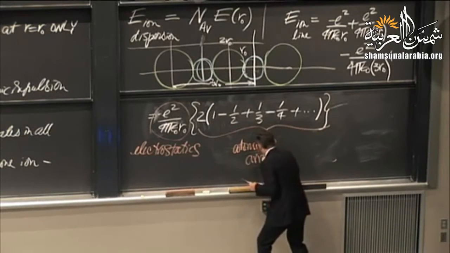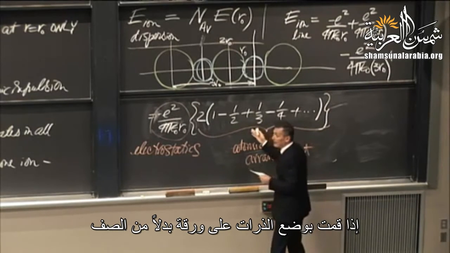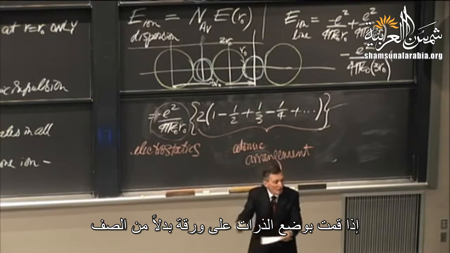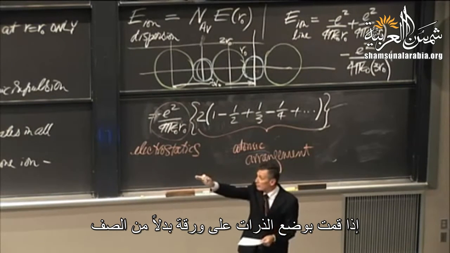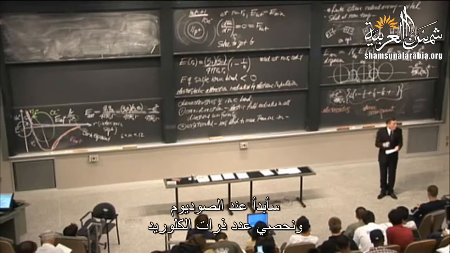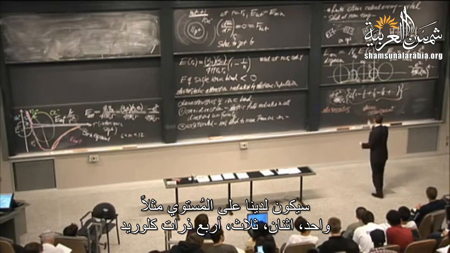Atomic arrangement. So I could calculate this if I took, instead of a line, what if I put them in a sheet, subject to the constraints of those sizes and +1 and -1. So what would it be? I'd start at the sodium and count how many chlorides. If I'm in a plane, there'd be 1, 2, 3, 4.